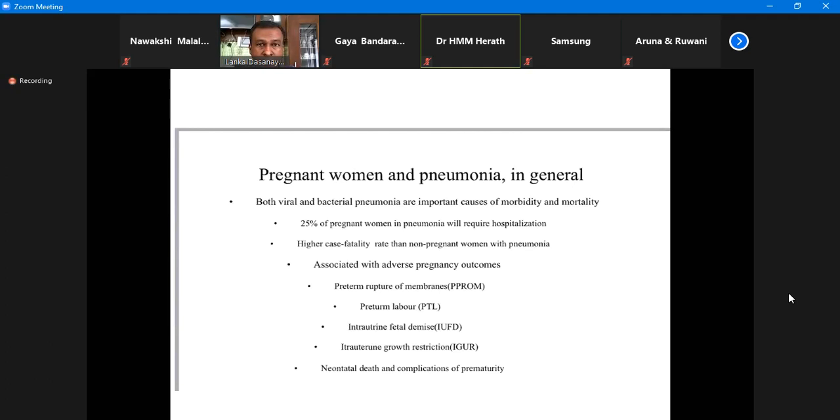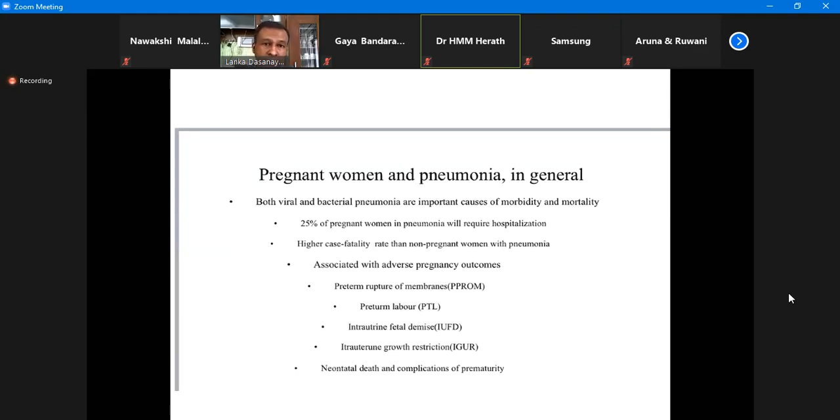Any pregnant woman getting pneumonia in general raises concerns about disease outcome. This virus mainly causes a condition called pneumonia, lung involvement. Any lung involvement during pregnancy, whether bacterial or viral infection, is an important cause of morbidity and mortality. 25% of women require hospital admission, but in our part, everybody will get hospital admission. There is a higher case fatality rate than in non-pregnant women with pneumonia.